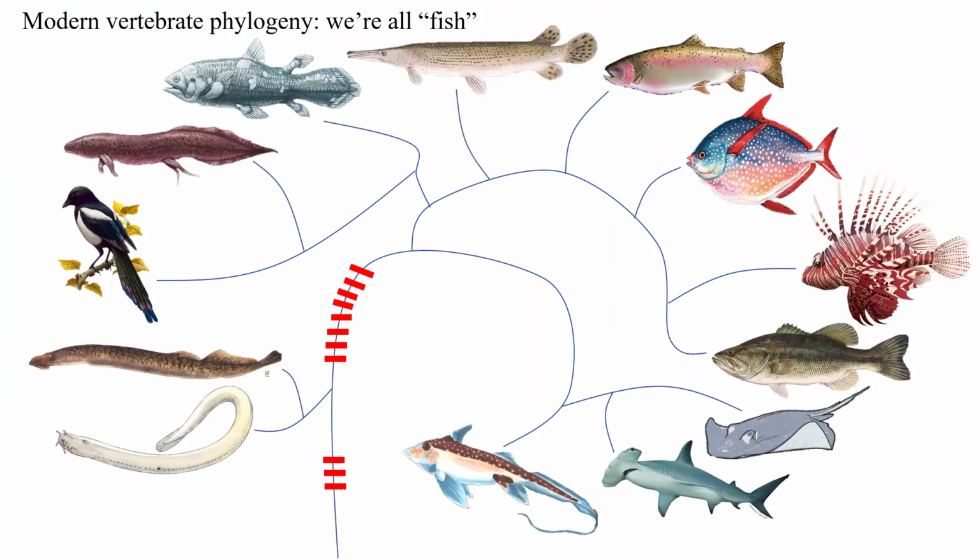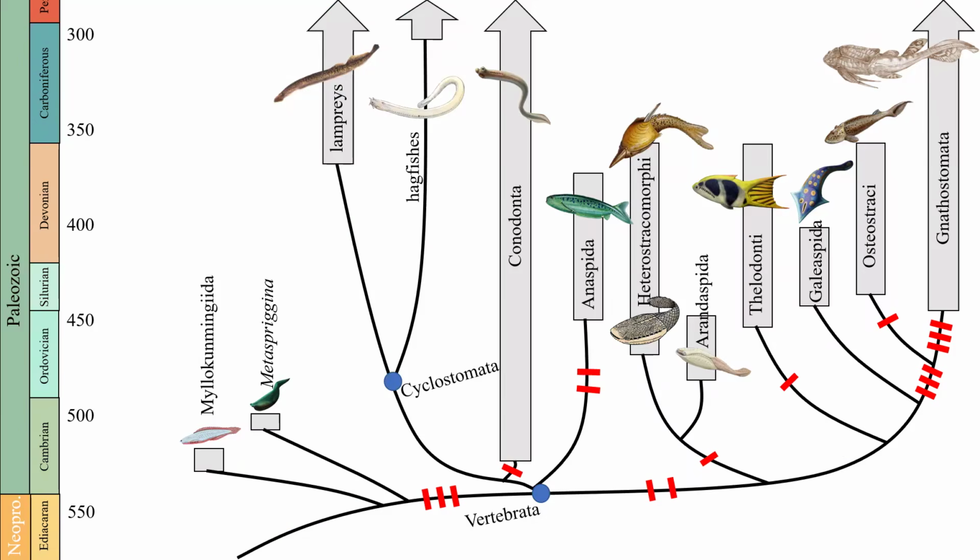And so here is a modern vertebrate phylogeny. You'll see I have 3 synapomorphies there for the vertebrata node and 8 synapomorphies there for the gnathostome node. 1, 2, 3, 4, 5, 6, 7, 8. Those are the same 3 and the same 8 as are on this slide. But they're spread out if you think about fossils.